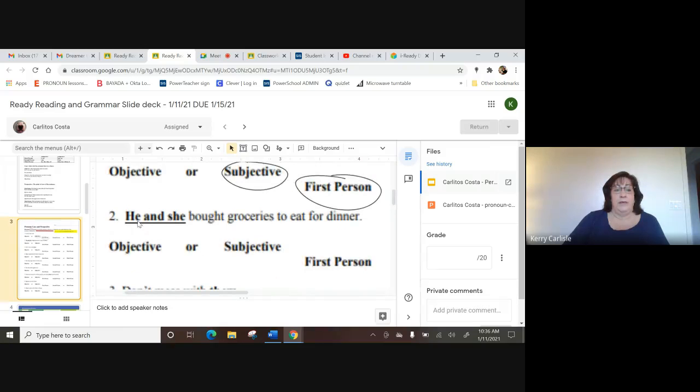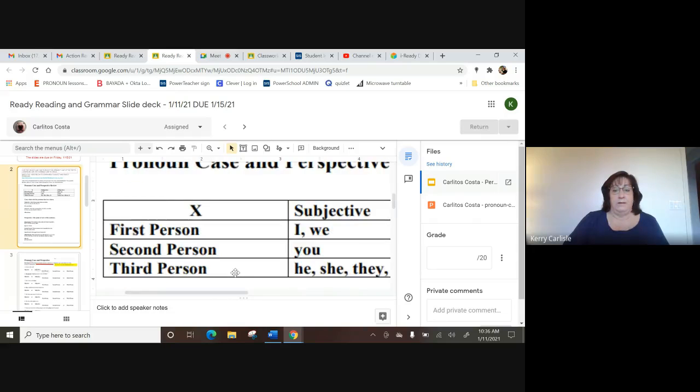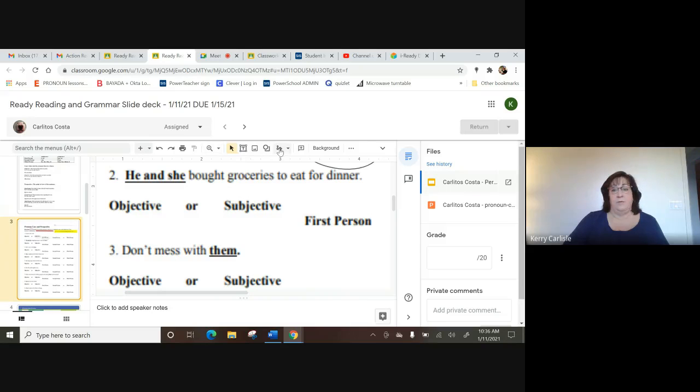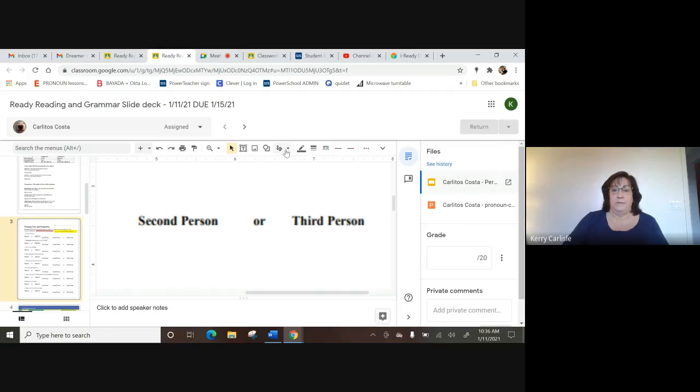All right, number 2, he and she. Oh, okay. Got a double subject there. What did they do? They bought groceries to eat for dinner. Okay. So he and she, it comes before the verb bought, right? And if you look over here in the chart, he and she are third person, right? That's the perspective, and it's subjective case. All right. They are doing the action. They bought. So you're going to do scribble. Oops, scribble. I guess I turned it off. And you're going to do subjective again, but it's not first person this time. It's third person. So you click your scribble again and circle third person.